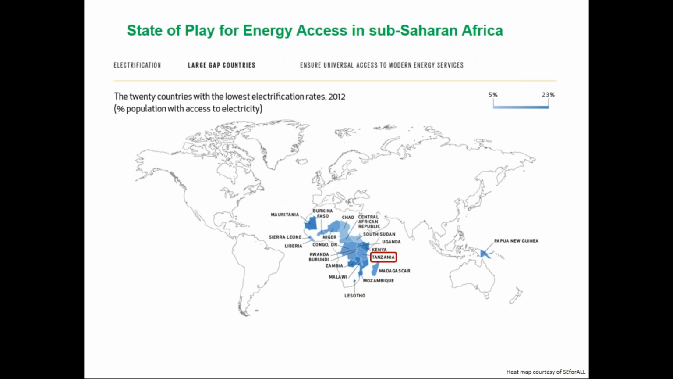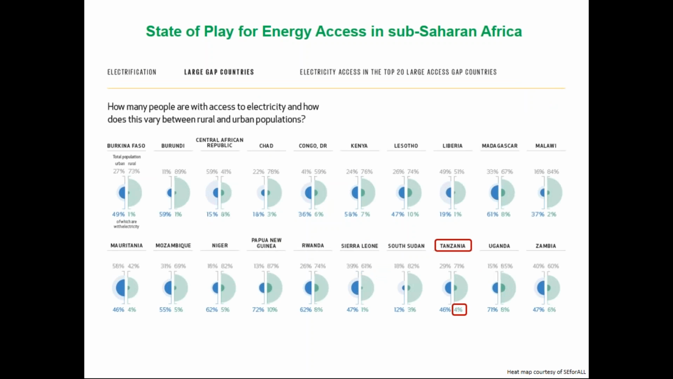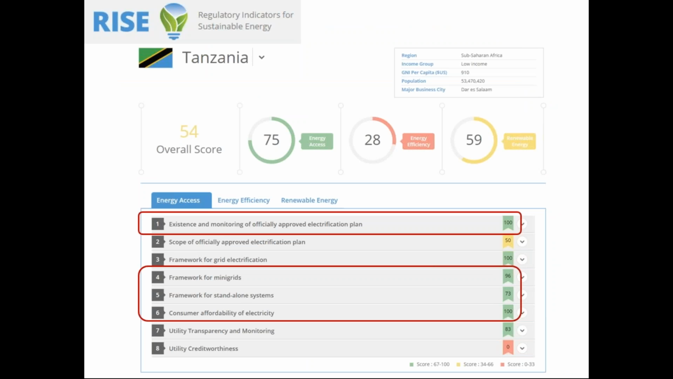So very quickly, before our panelists start talking about their specific tools, I just wanted to touch on the fact that Tanzania is considered a large gap country by Sustainable Energy for All, which is among the 20 countries with the lowest electrification rates. And here we can see how that electrification rate plays in between the rural and urban population, with about 4% of the rural population currently being considered to have energy access. That being said, Tanzania is actually one of the countries that has a really good score on RISE, the Regulatory Indicators for Sustainable Energy by the World Bank.